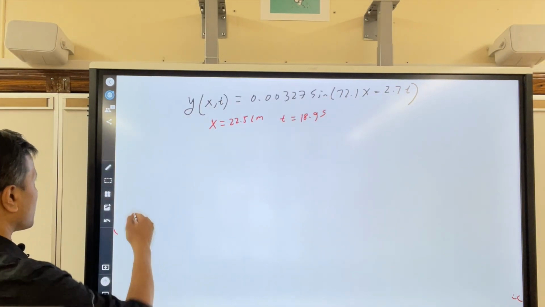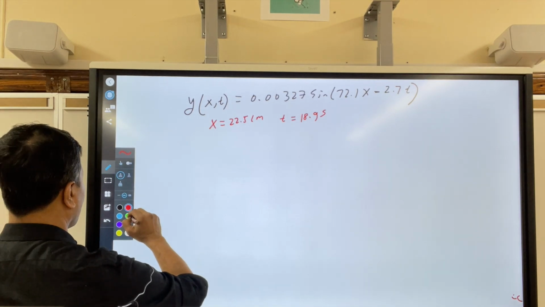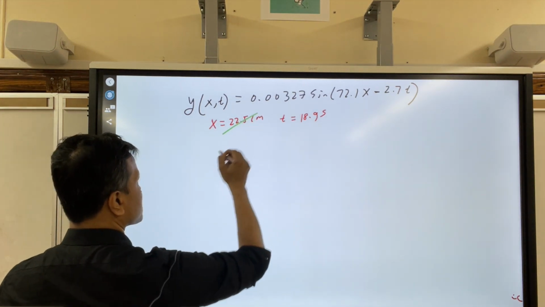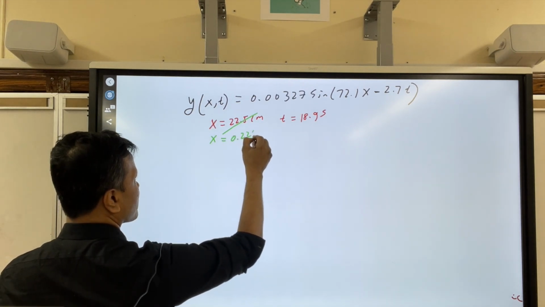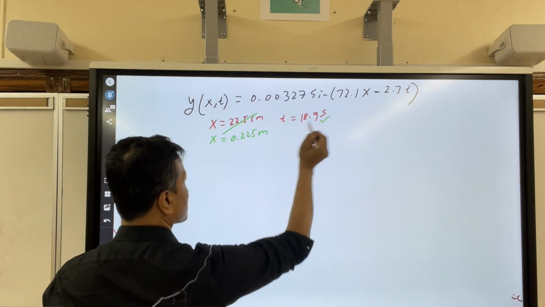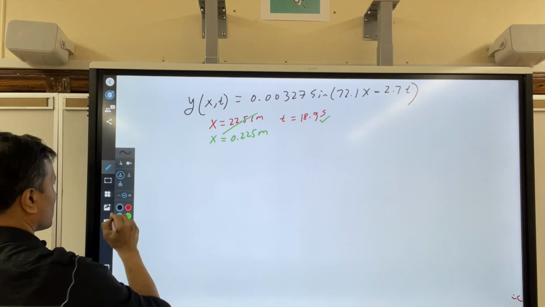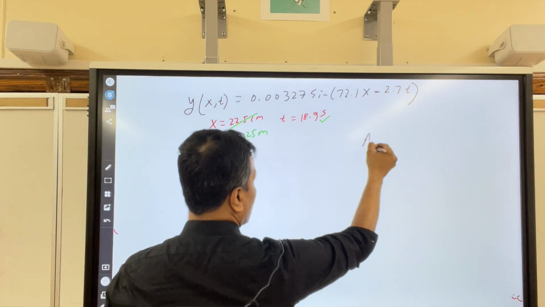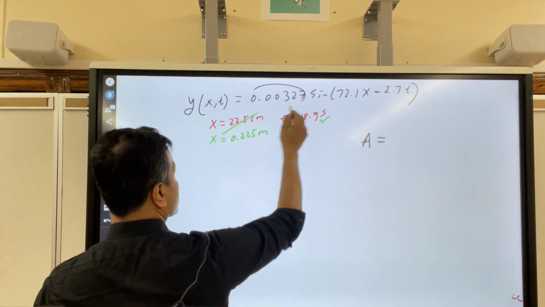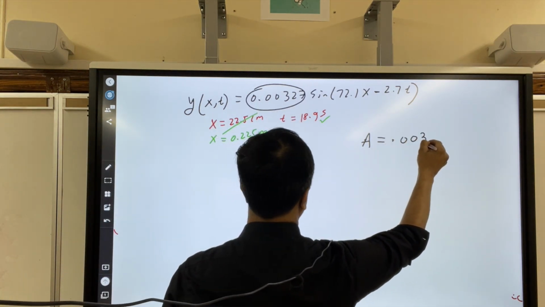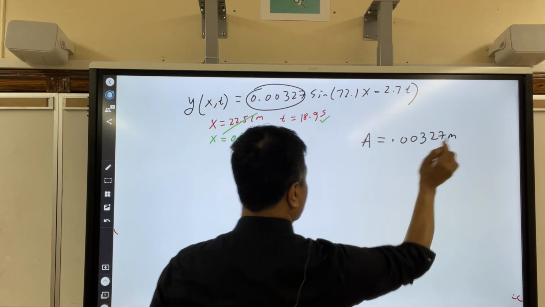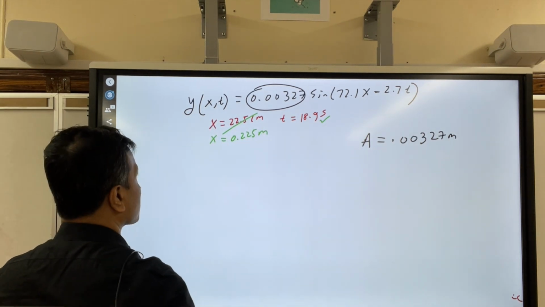So let's first find the amplitude. Make sure you notice that this is not SI unit. x is 0.225 meter. This is good. First we're going to find the amplitude. Amplitude is super easy, it's sitting over here: 0.00327 meter. Just make sure you write the SI unit.